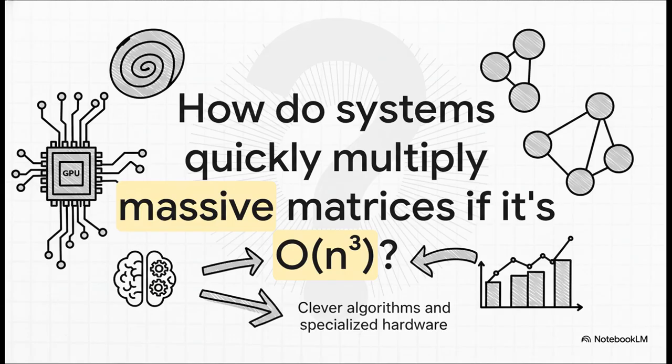And that leaves us with one last really fascinating question. If this standard method is so slow and expensive, how on earth do our computers and game consoles multiply the absolutely massive matrices needed for real-time graphics and modern AI? Well, the answer involves much smarter algorithms and powerful, specialized hardware. And that is a fantastic topic to dive into next time.